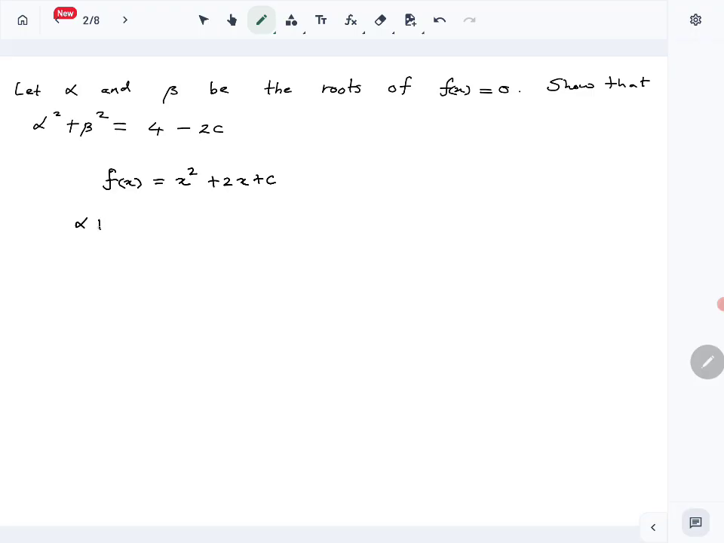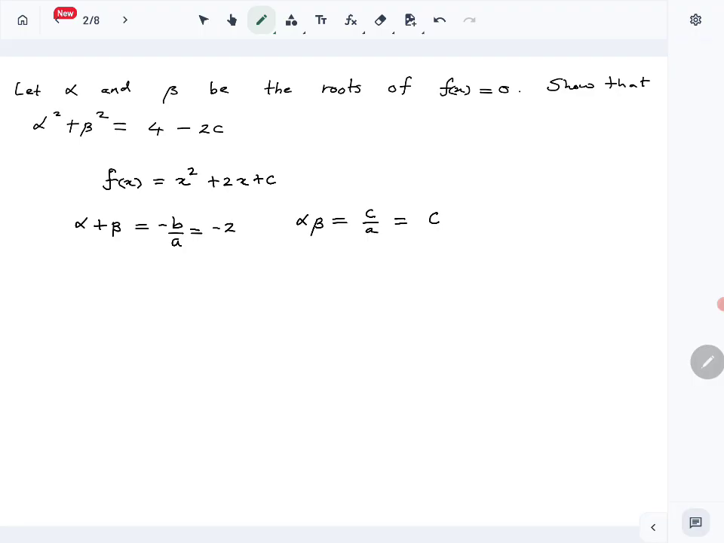So to do this, we need to find the sum of the roots and the product of the roots. So the sum of the roots is given by minus b over a, and here b is what? b is 2, a is 1. So we have minus 2 there, and the product of the roots is given by c over a. So that is what? Just c, right?